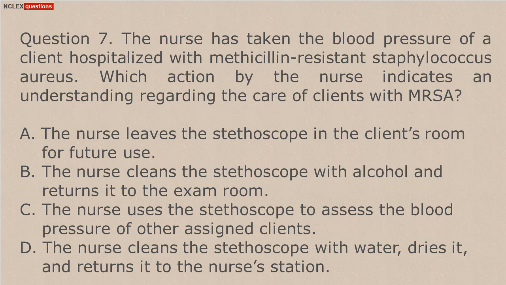Question 7. The nurse has taken the blood pressure of a client hospitalized with methicillin-resistant Staphylococcus aureus. Which action by the nurse indicates an understanding regarding the care of clients with MRSA? A. The nurse leaves the stethoscope in the client's room for future use. B. The nurse cleans the stethoscope with alcohol and returns it to the exam room. C. The nurse uses the stethoscope to assess the blood pressure of other assigned clients. D. The nurse cleans the stethoscope with water, dries it, and returns it to the nurse's station.